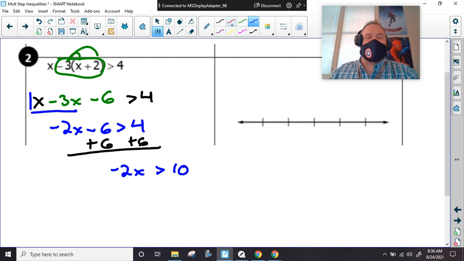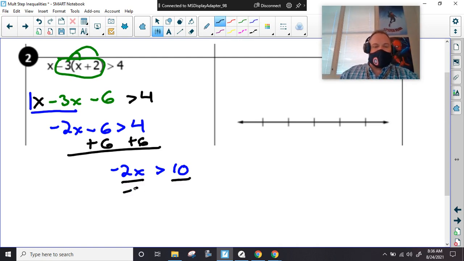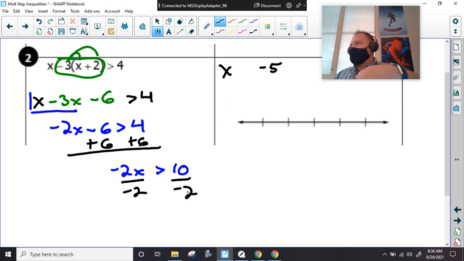Sometimes it works out. We know we're going to divide. We know that we're going to get an x on this side. We're going to get a -5 on this side. All right. And I'm just writing it up here because I don't want to keep scrolling down. Now, what happens in inequalities when you multiply or divide by a negative? Yeah, it flips the sign.